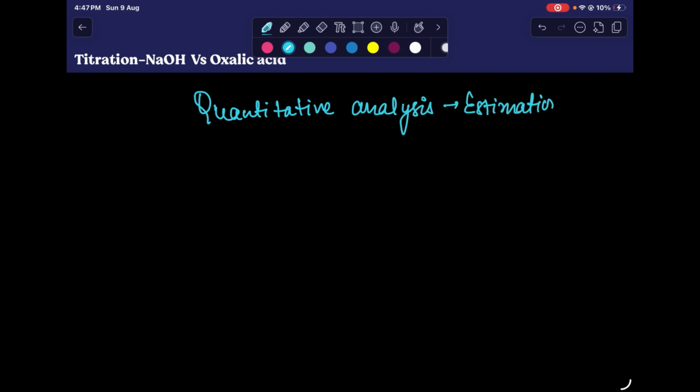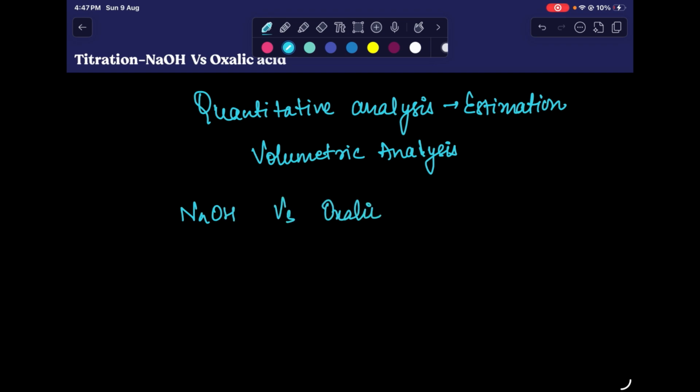So this is also known as estimation, and since you are using volume, that is, you are using liquids here, this is also known as volumetric analysis. All right, so in case of volumetric analysis, we will use volumes of the liquid. So here we'll be using NaOH, and we will titrate it with oxalic acid, or we'll titrate oxalic acid with NaOH. It's one and the same thing.